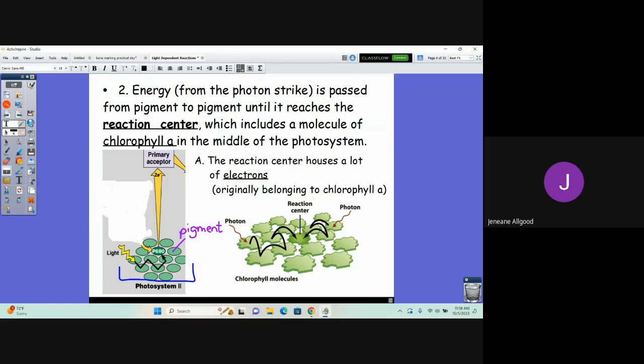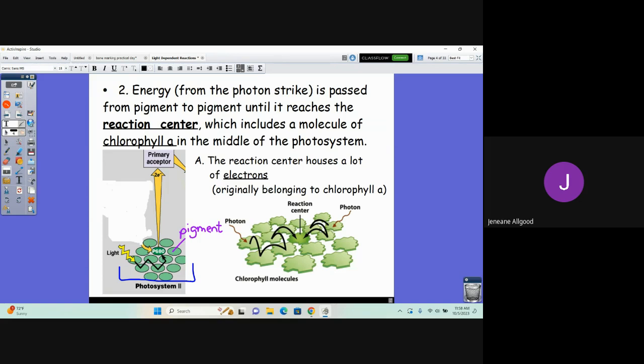So a photon of light is going to come in, it's going to strike one of the pigments. That pigment is going to absorb whatever wavelengths of light it absorbs best, and then it's going to pass that energy onto the other pigments because they might be absorbing other wavelengths of light. And then that energy from the photon strike is going to get to the reaction center.